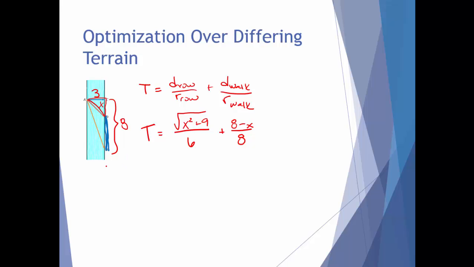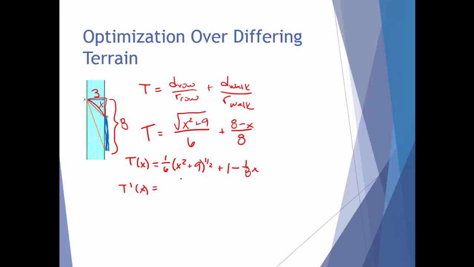So notice that by applying all these constraints, I already have t, the time, as a function of x. I don't have to apply any other constraints. It's already a function of one variable. So I'm just going to clean this up a little bit because I know I'm going to have to take a derivative. So it's 1/6 times (x squared plus 9) to the 1/2, plus, if you divide the 8 into both terms in the numerator, you get 1 minus 1/8 x. And that should help me out when I go to take my derivative.